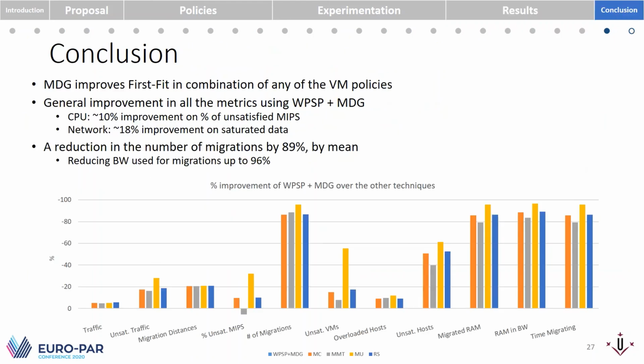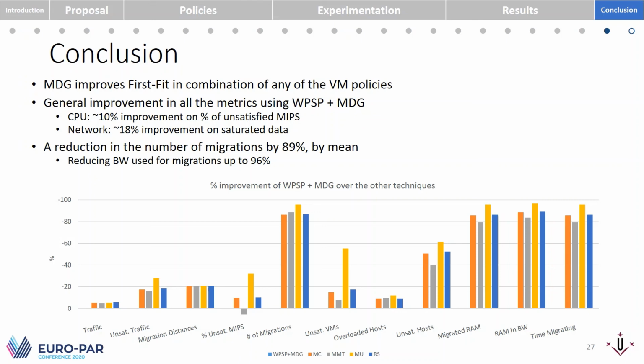After showing the results, we can conclude MDG performs better VM allocations in relation to the default VM allocation technique from CloudSim. WPSP selects correctly the most influential VMs, reducing host saturation, unsatisfied MIPS, and the dispersion of the VMs, and in combination with MDG, reducing the traffic in the data center. To conclude, among general improvements in the rest of metrics, we would like to highlight 51% less unsatisfied hosts, 20% less traffic, and 89% less migrations.